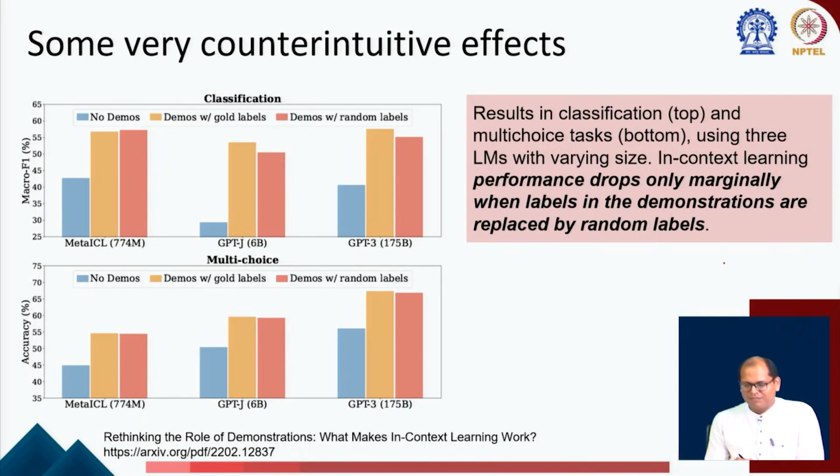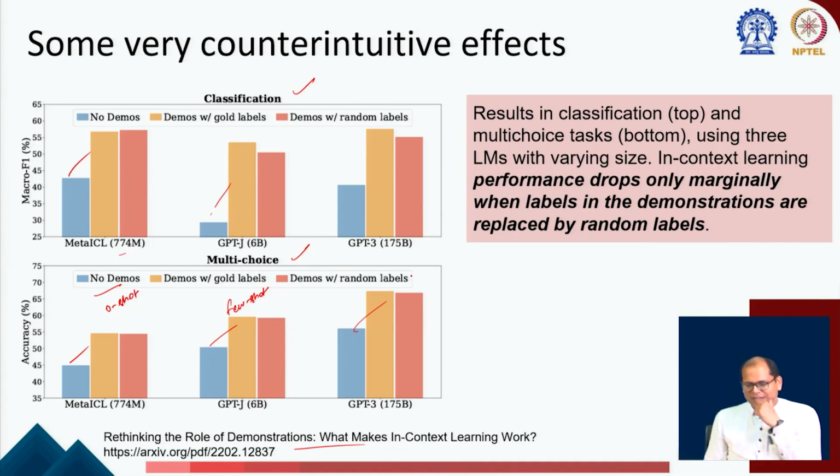Then there are also some very counterintuitive effects. In this paper, "Rethinking the Role of Demonstrations: What Makes In-Context Learning Work," they had 2 different task types, classification and multi-choice, and they used multiple kinds of LLMs with various sizes. Interestingly, no demos means 0-shot, where you do not give any examples, and this is few-shot, where you give demos with the correct labels. Few-shot was always doing better than 0-shot. That was very clear.